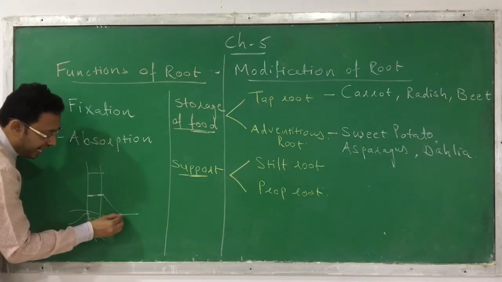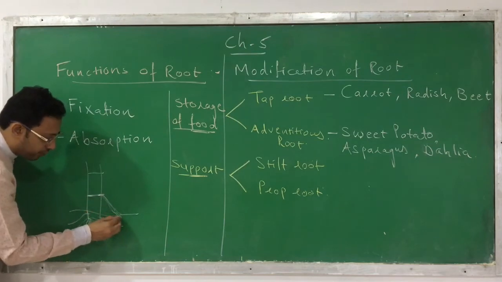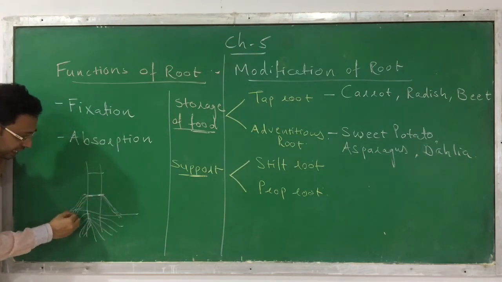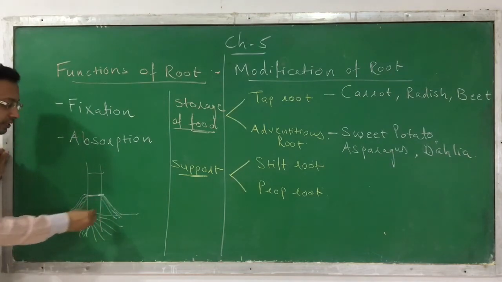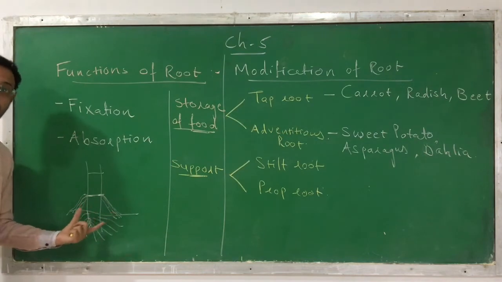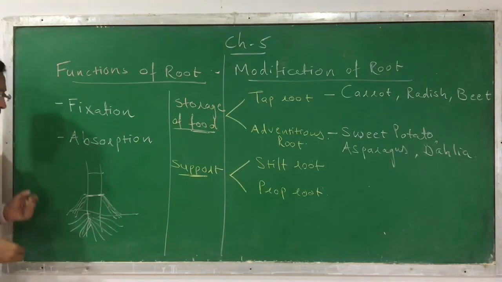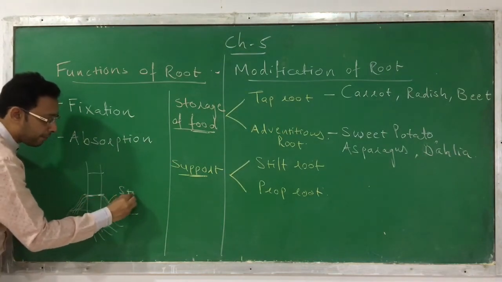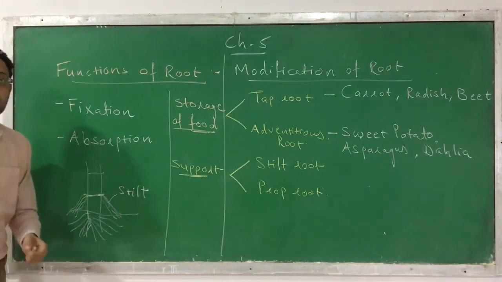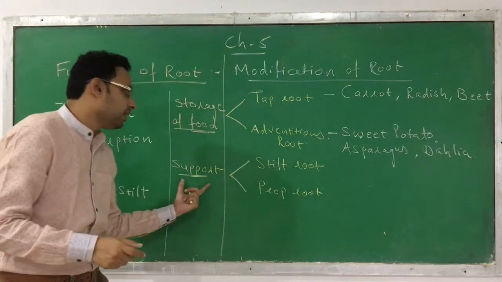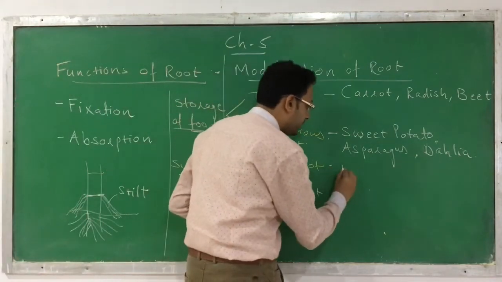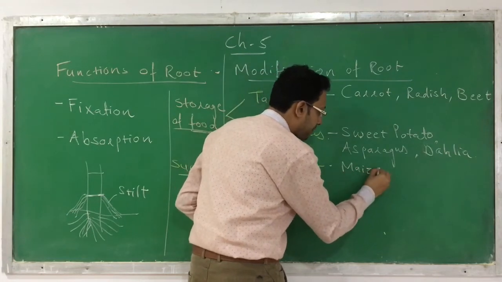from this, extra adventitious roots develop, which grow obliquely. They grow obliquely and enter into the soil. This root provides support to the plant. So this kind of root which is observed in the maize plant is called a stilt root. And stilt roots are meant for support. They provide extra support. So the example of a stilt root can be observed in the maize plant.